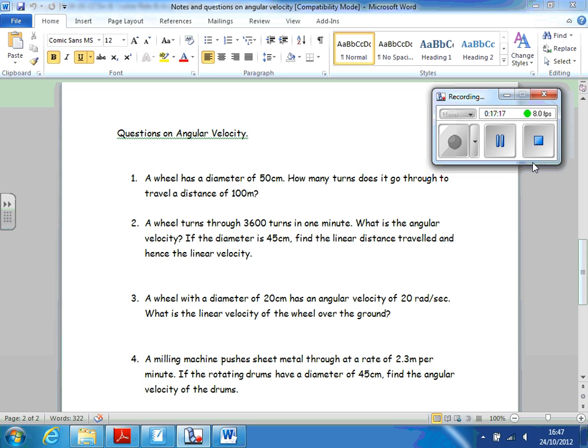Okay, so have a look now at these questions here, questions on angular velocity. I'll leave them up there for a while and you can have a go at them using the formula that we've just written down there.